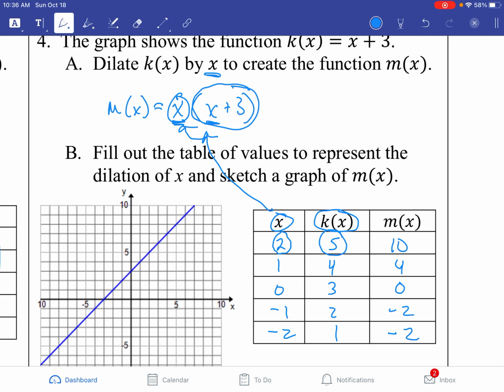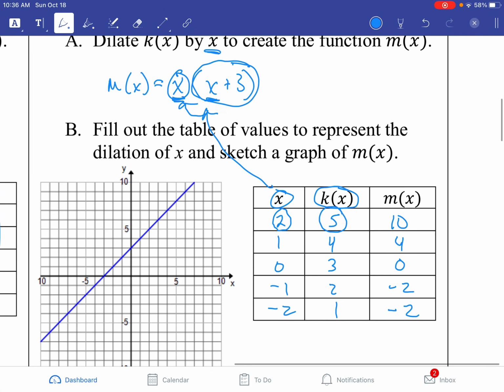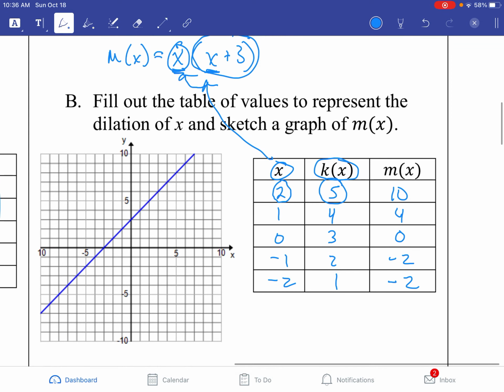Okay. All right, so now what we're going to do is take those values and use them as points. So we're using the x terms, because those are the terms on our x-axis, and the y values are our new m of x. So we have 2 comma 10, 1 comma 4, 0 comma 0, negative 1 comma negative 2, negative 2 comma negative 2. All right, if we were to keep going, we would find more points. The graph's going to look something like this. Let's see how close I can get it.